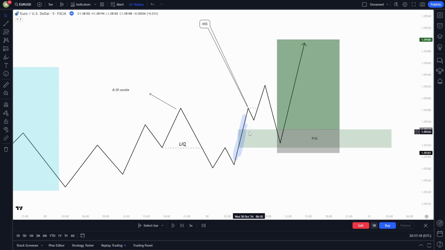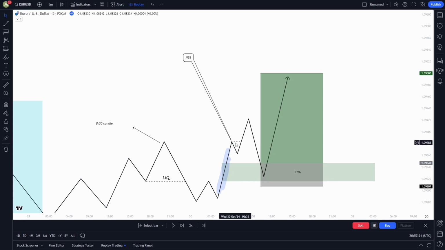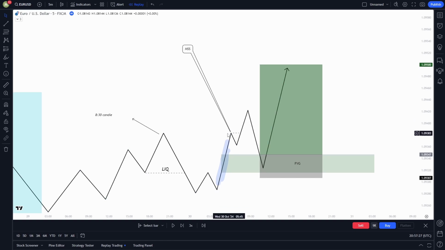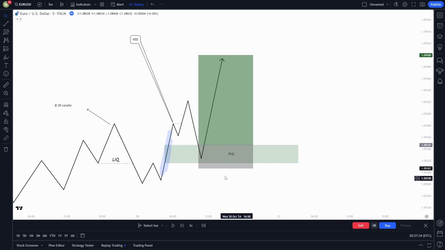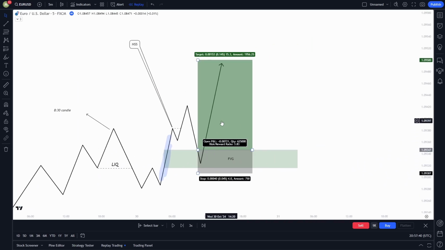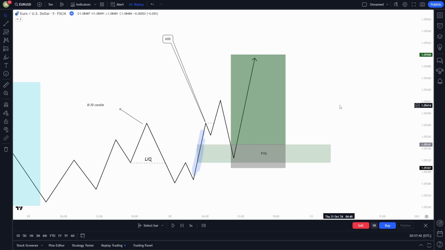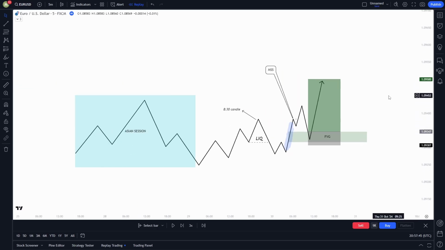We're looking for a market structure shift, which we got right here when price dipped back down, creating a new low, and then breaking this most recent high. Once it broke this most recent high, all we look for is the fair value gap, and we can see one right here where the engulfing candlestick was, and we just enter off of this at least a 1 to 2.5 risk to reward ratio. This is how easy the strategy is, but it's very, very effective.